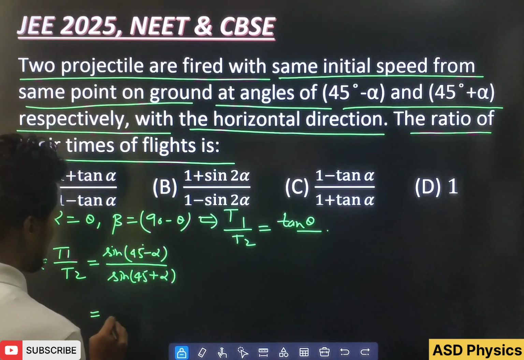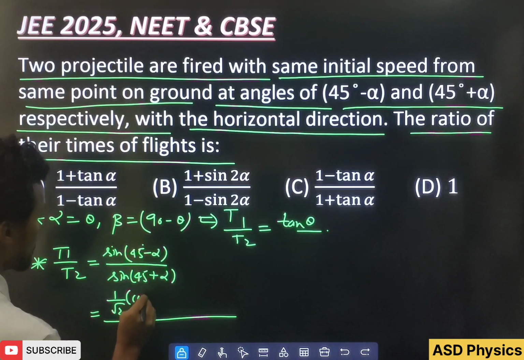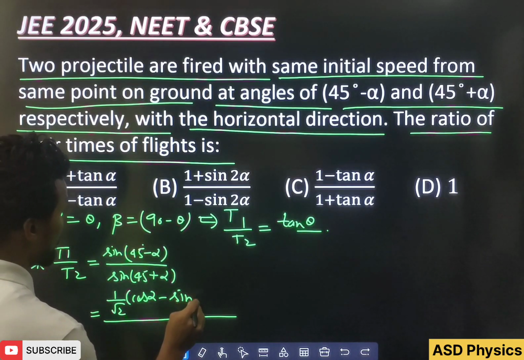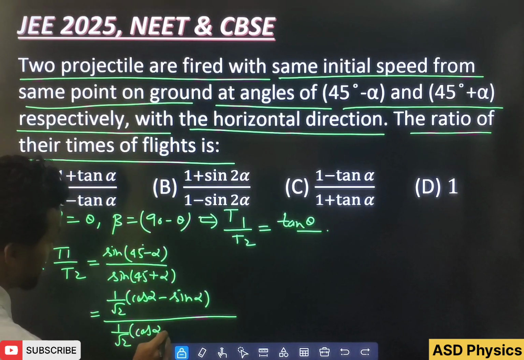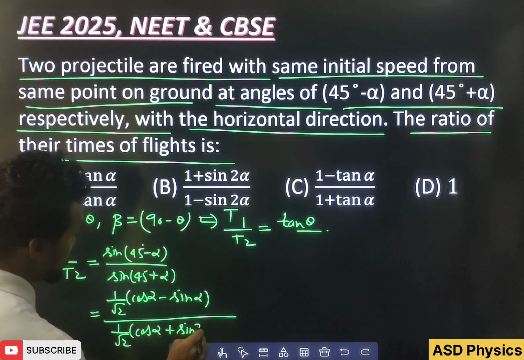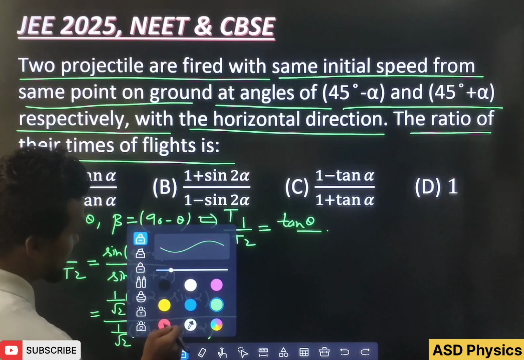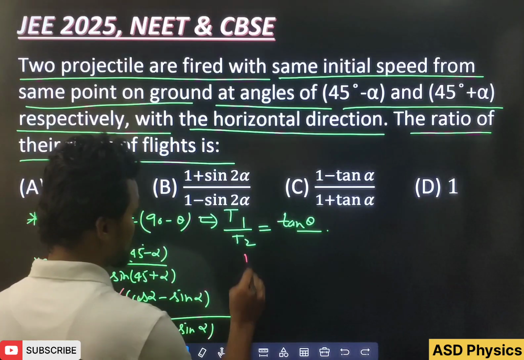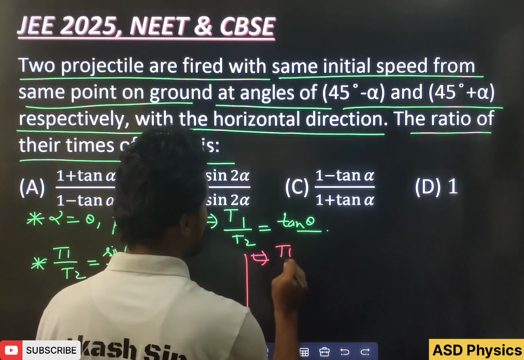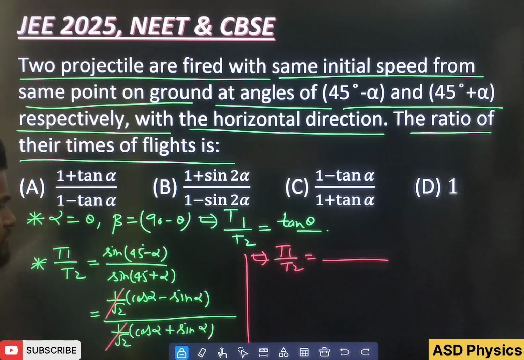Now, as I have told you very well, this will become 1 by root 2 into (cos alpha minus sin alpha), and here again, as in the last question we have done, (cos alpha plus sin alpha). The 1 by root 2 will cancel. So we can write here that T1 by T2 is equal to (cos alpha minus sin alpha) by (cos alpha plus sin alpha).